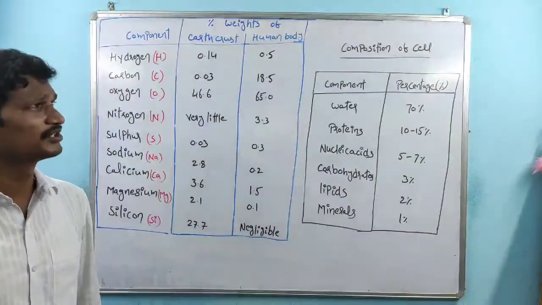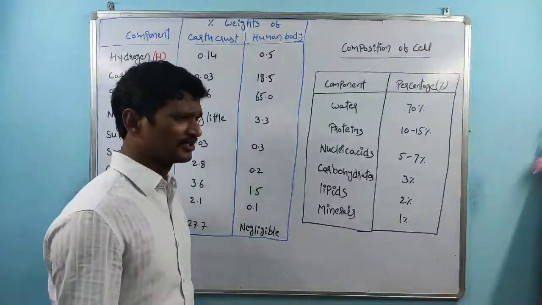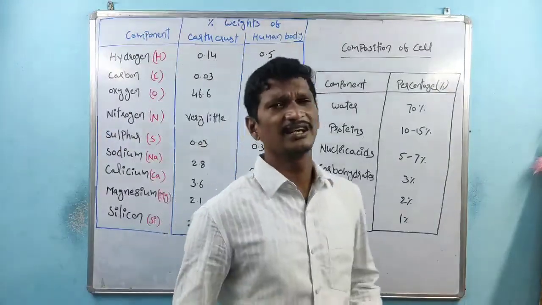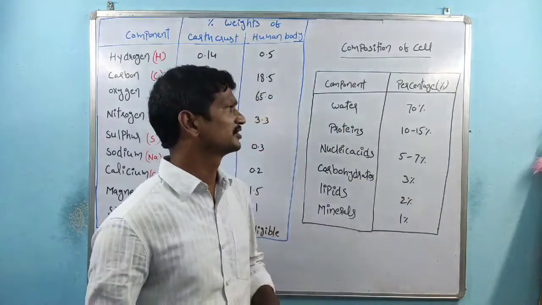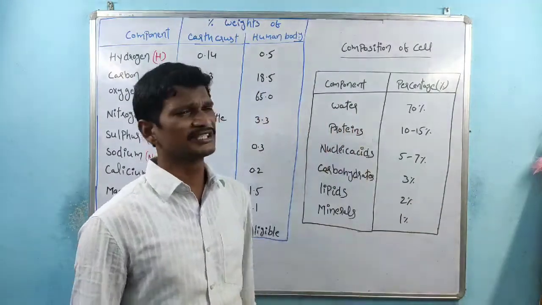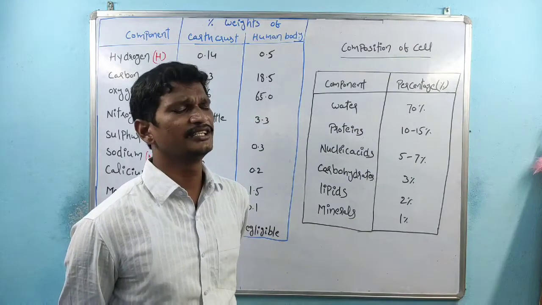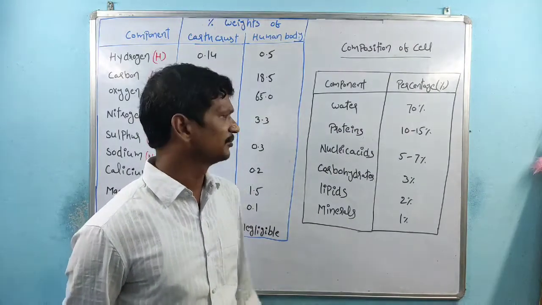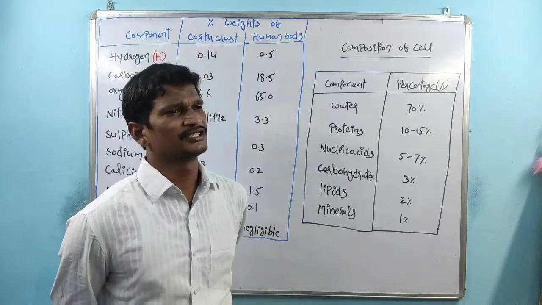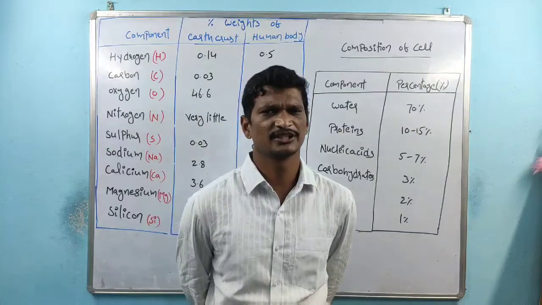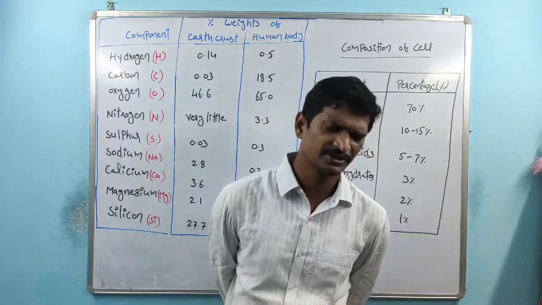And coming to the composition of the cell, in the majority of cases 70% water is present. Any cell contains 70% water, and then the proteins are there. The proteins are 10 to 15%. Coming to the next one, the nucleic acids, the percentage is 5 to 7%.